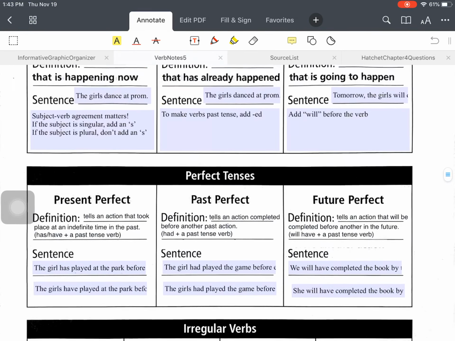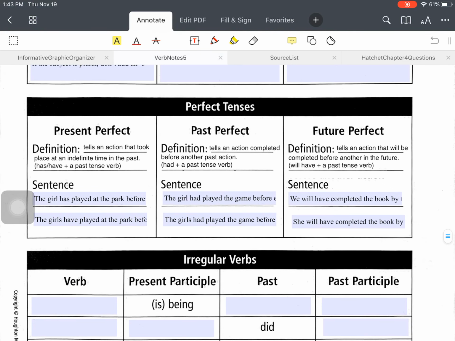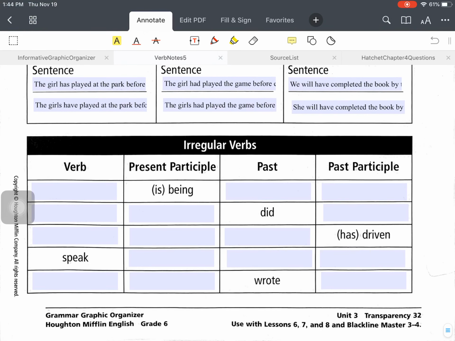So we have talked about present, past, and future tense. We've also talked about those perfect tenses where you are using a helping verb like has, have, had, or will have, and a past tense verb. And this week we're going to talk about irregular verbs, because remember, to make normal verbs present tense, you just add an S if the subject is singular, and you don't add an S if it is plural. To make it past tense, you add an ED.